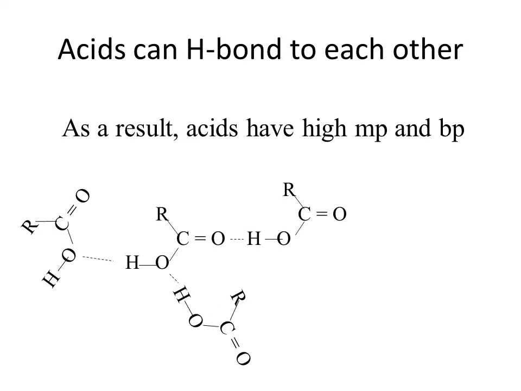They can hydrogen bond to each other. That's showing all the hydrogen bonding that can occur. There's actually even more that can be attached than just what I'm showing. Because of this hydrogen bonding, acids have a high melting point and boiling point.